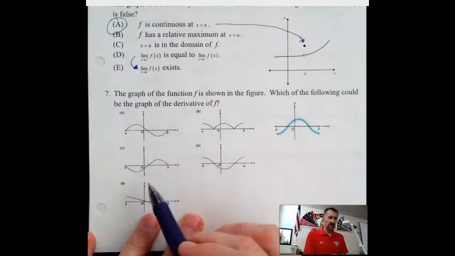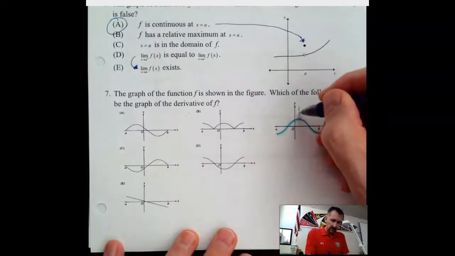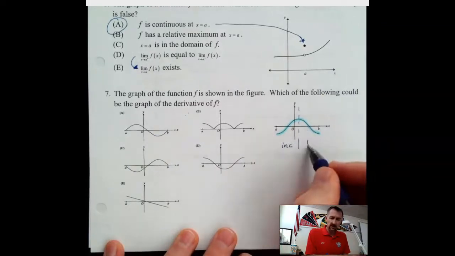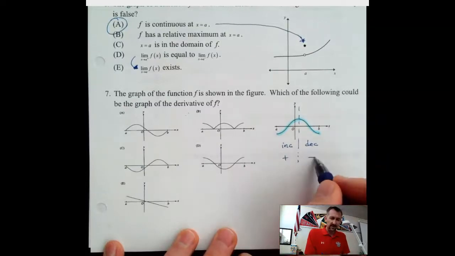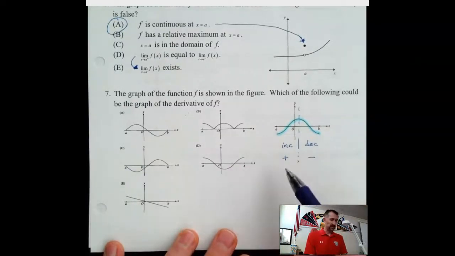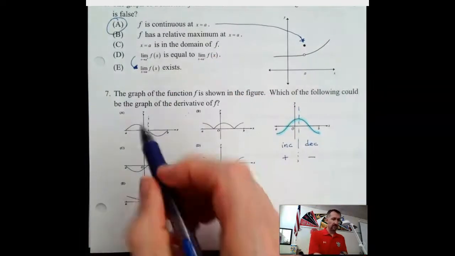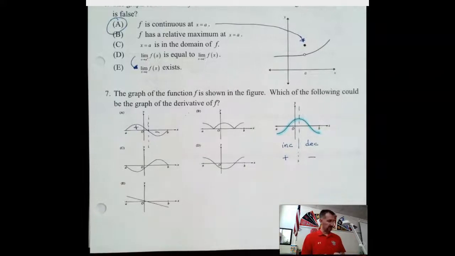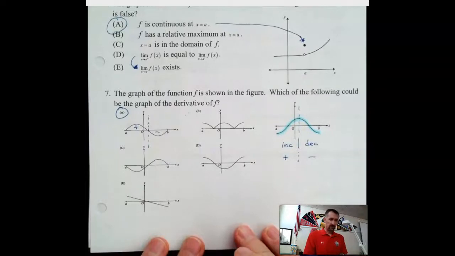Which of the following could be the graph of its derivative? If you look at this, that's the function. The function is increasing here and decreasing over here. So we need a derivative that's positive and then negative. The derivative needs to be positive up to here and then negative after that. So if these are the graphs of the derivative, you can see that the graph of this derivative is positive here and negative here. Right off the bat, it seems like that is going to be the answer.